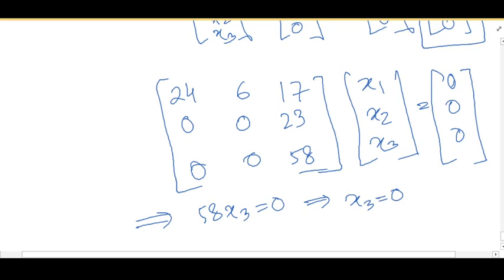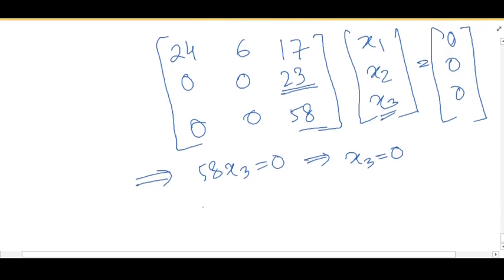If you take the second, even if you take this value, you will get x3 equals 0, just because x1 and x2 are absent here. And now the only thing, the first equation: 21x1 plus 6x2 plus 17x3 equals 0, so this will be cancelled out and equal 0.